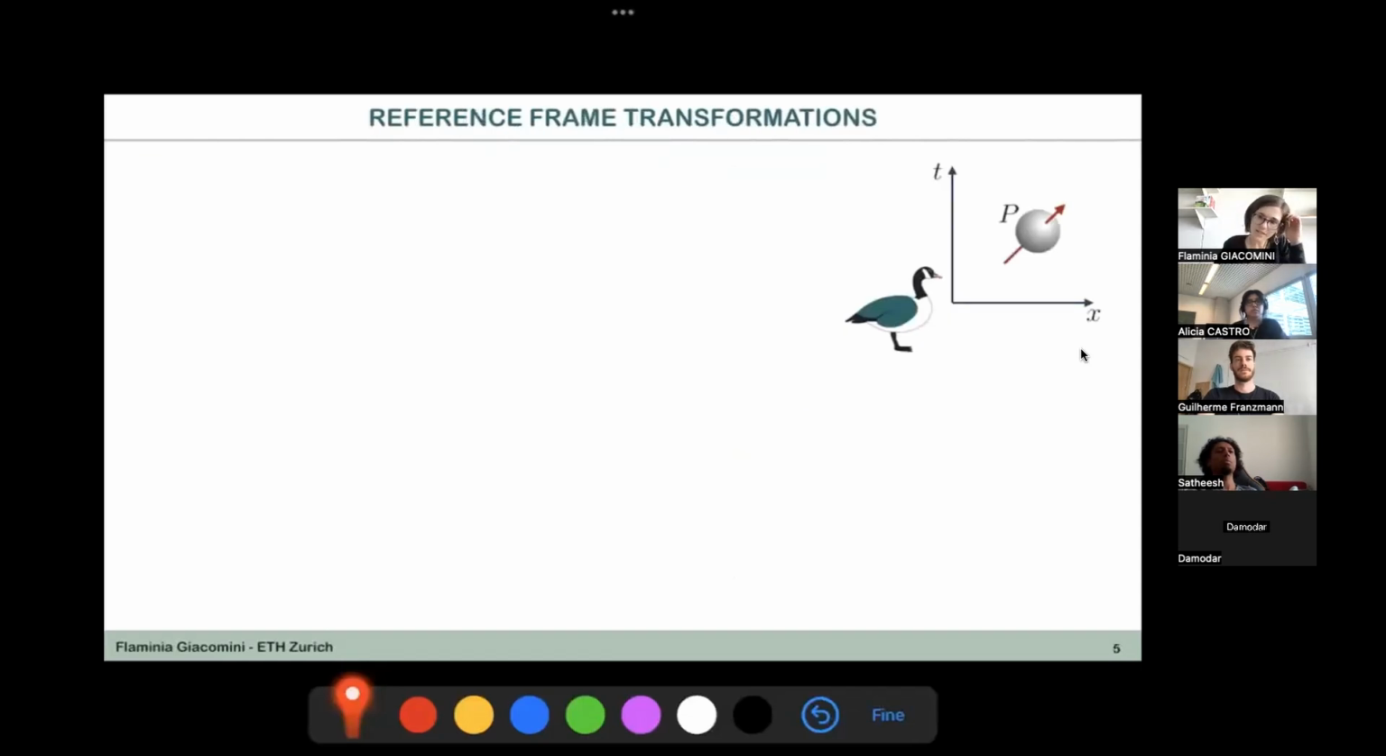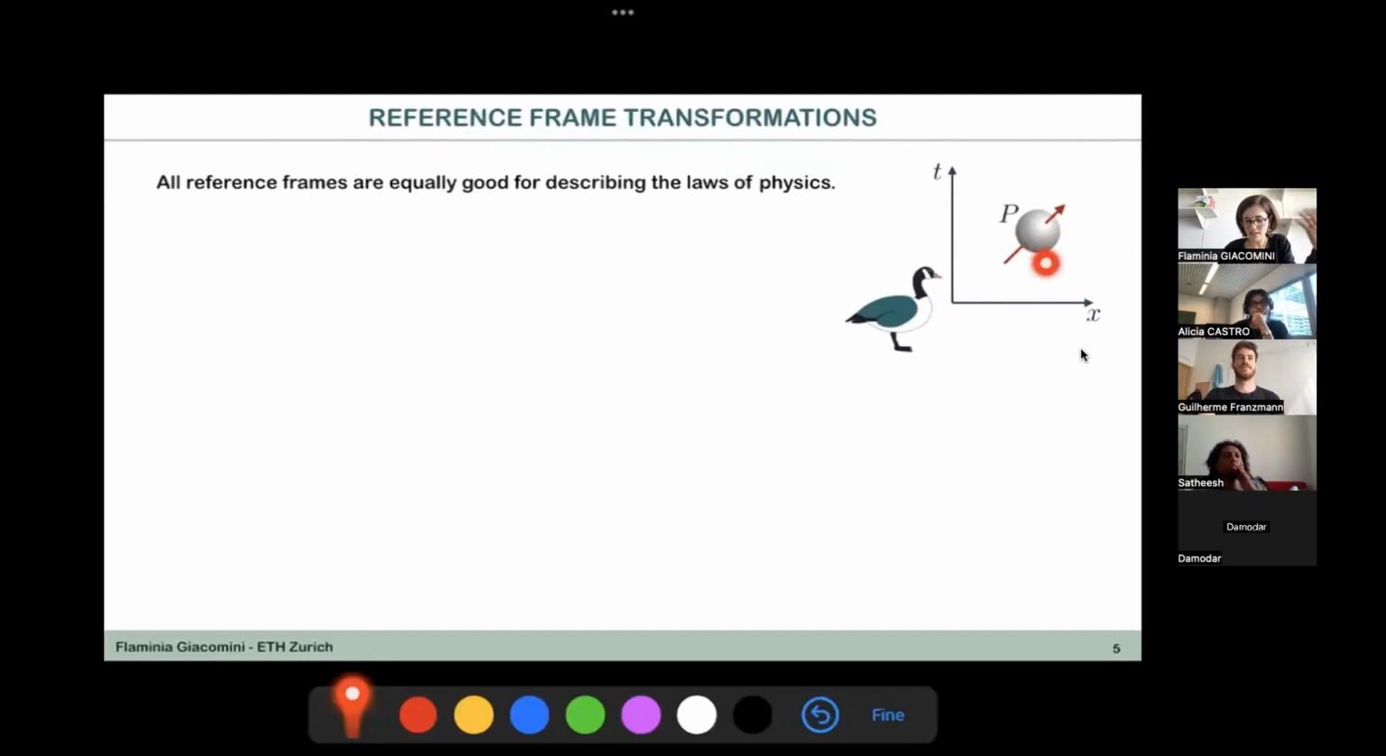So what is a reference frame? Typically, when we talk about a reference frame, we talk about a set of axes and the state of motion that is useful to represent physics, for instance, to fix the point of view from which a measurement is carried out. And then something that we learn in standard physics courses is that we can choose a reference frame, but in the end, exactly which reference frame we pick is not important, because all reference frames are good for describing the laws of physics.